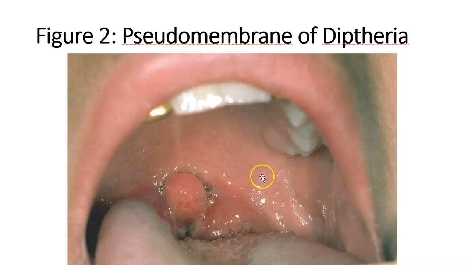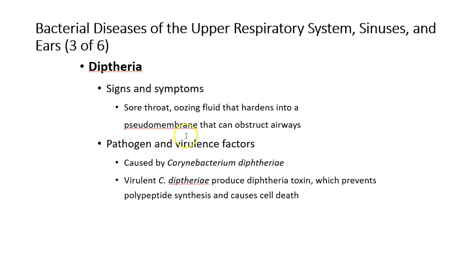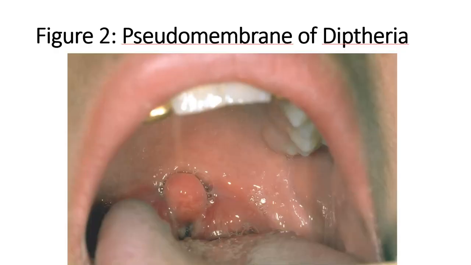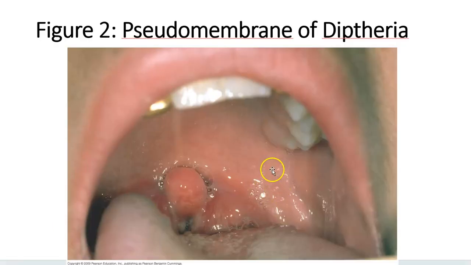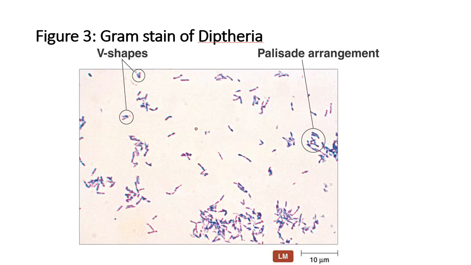You can see it's real slimy, and it hardens up again. It's oozing fluid. It hardens up and it makes it very, very difficult for these people to breathe. For diphtheria, the diagnosis is these V-shaped, what we call palisade arrangements, of lined up or V shapes. This is something we can see in a gram stain versus strep, because strep is gram-positive cocci in chains. So this looks a lot different, and we can do a fast gram stain if it's suspected.